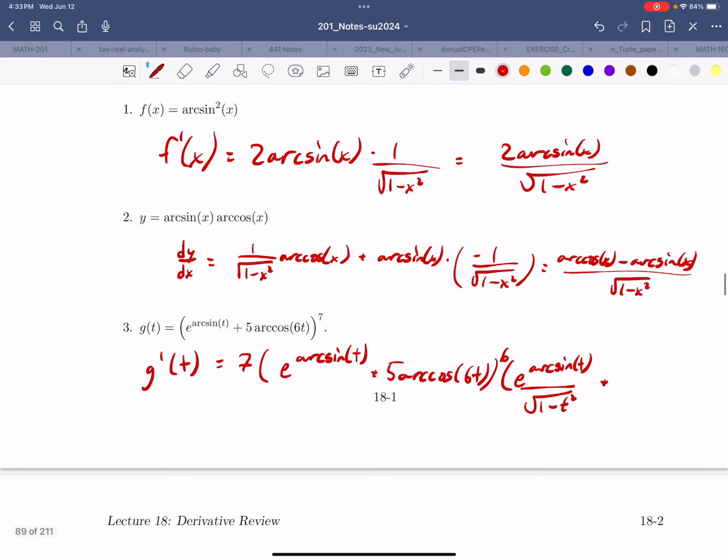Plus, and now it's going to be 5. Now remember the derivative of arc cosine is negative 1 over the square root of 1 minus, now it's got to be the inside squared, right? The quantity 6t squared. And then we have to multiply it by 6. Trying to make that a nice parenthesis. Man, can't really make that a nice parenthesis. There we go. So that's right. So you can clean that up a little bit if you want, but that's your answer.